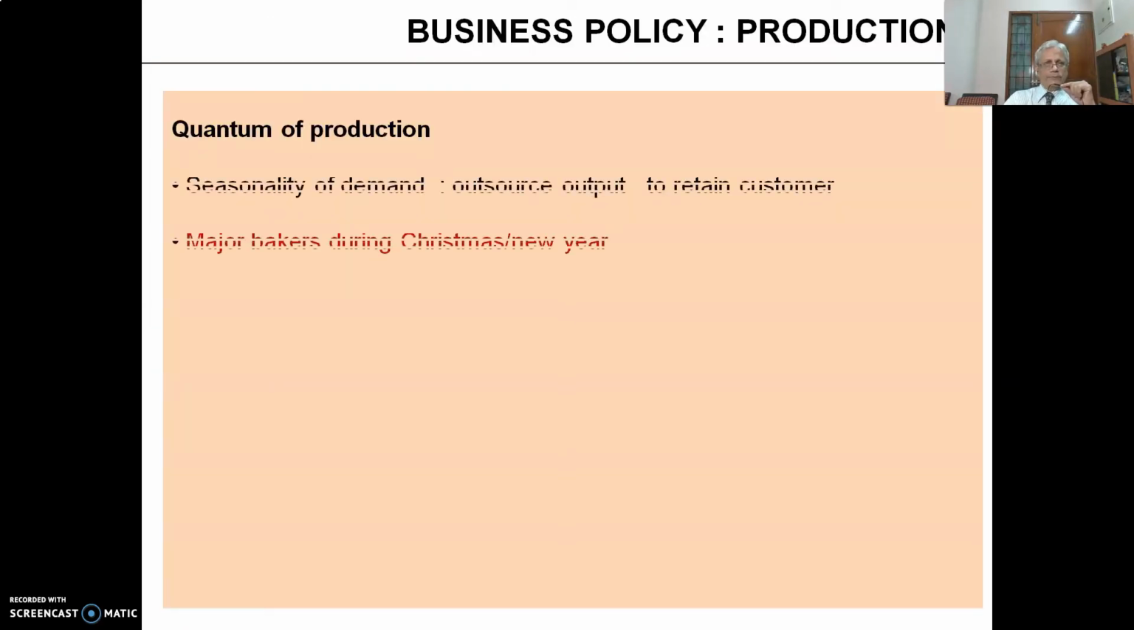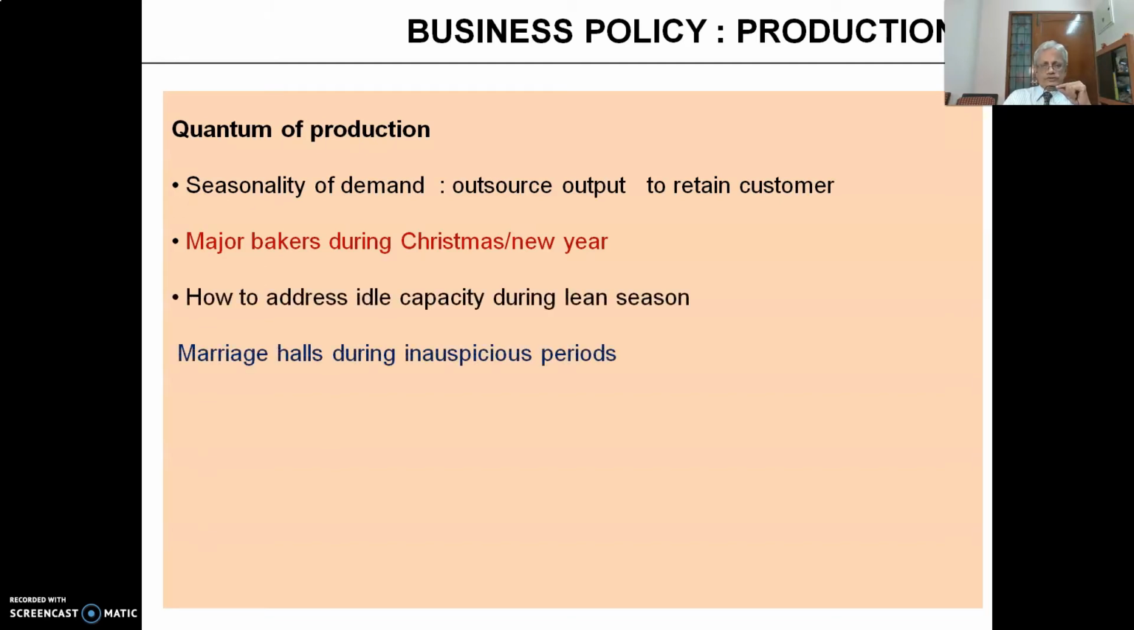Then quantum of production. Suppose there is a seasonality of demand. The demand is going to be only for a short period of time. Then how will you handle that? A very interesting case is the bakers during the Christmas or New Year occasion. Normally what they will do is tie up with some of the home bakers and small bakers during such a period so that they will be able to retain their customers even in such a short period of peaking demand.